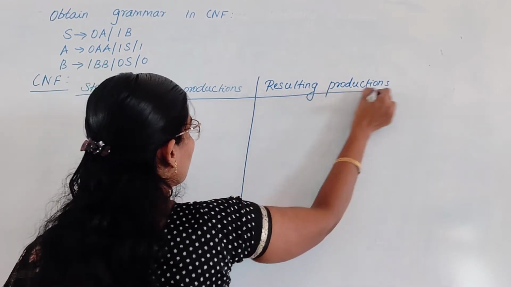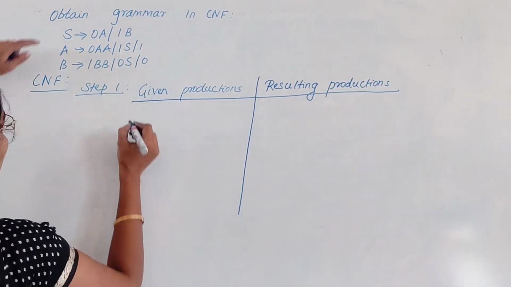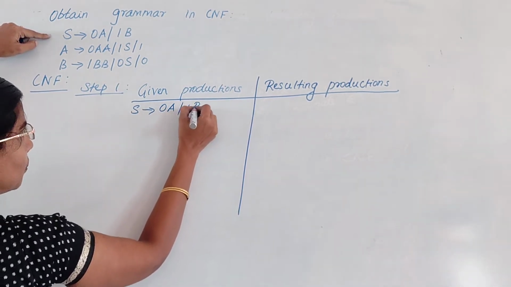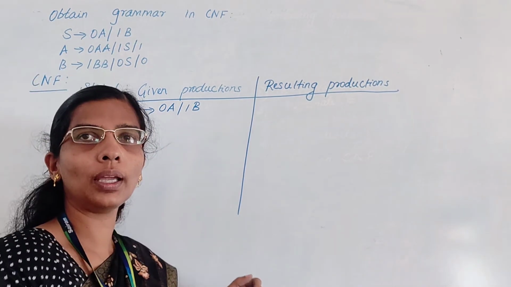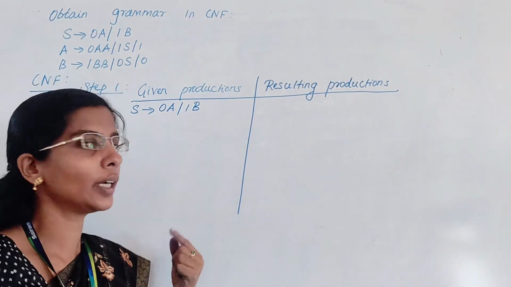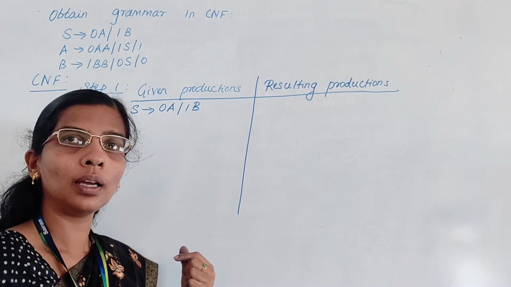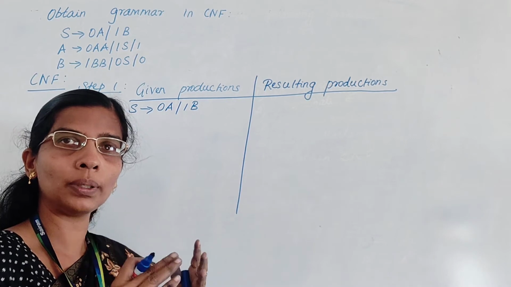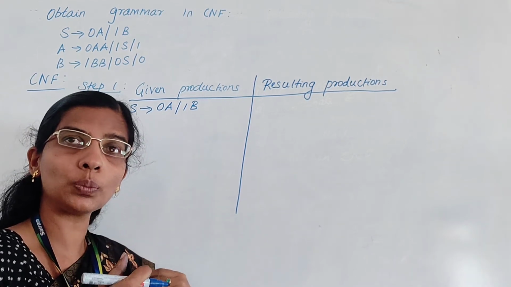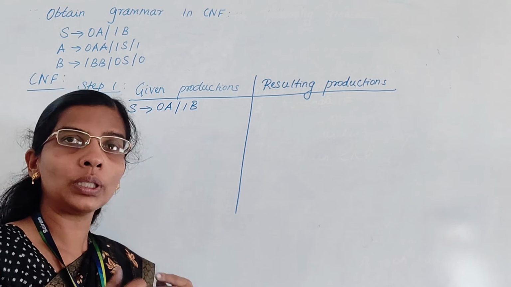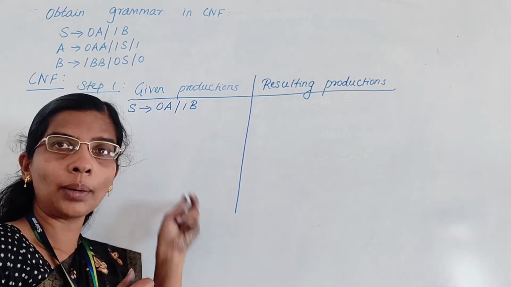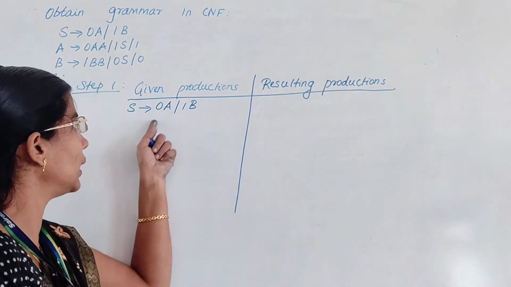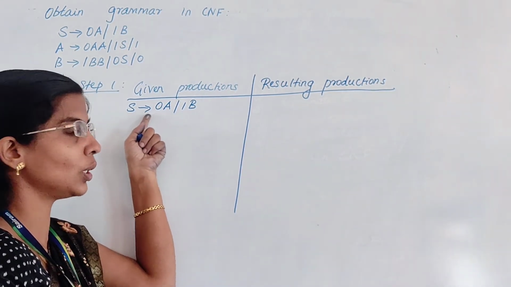Then the resulting productions. What are the given productions? S tends to 0A, 1D. So what I have to do in the resulting productions is, if the production is already in CNF form, don't disturb it; you can write it as it is. Otherwise, you have to put it in CNF form. To put it in CNF form, I'll be doing this in 2 steps. In step 1, you take this production S tends to 0A.